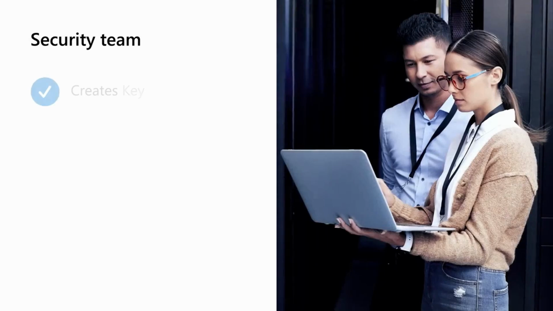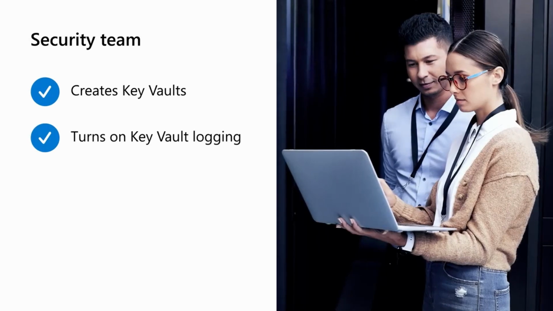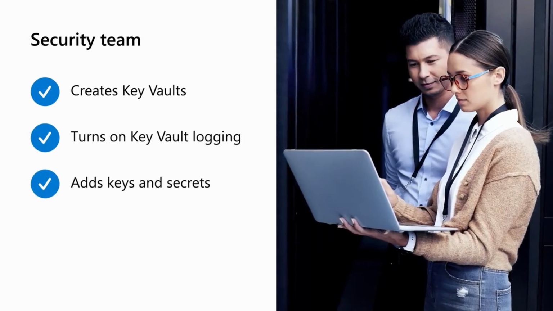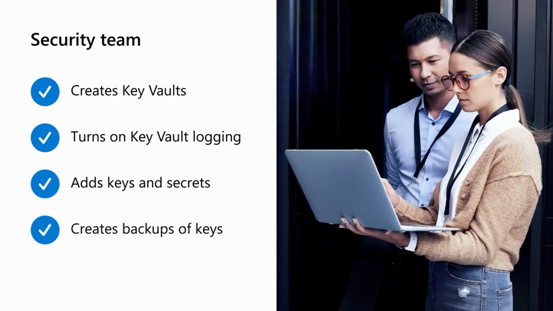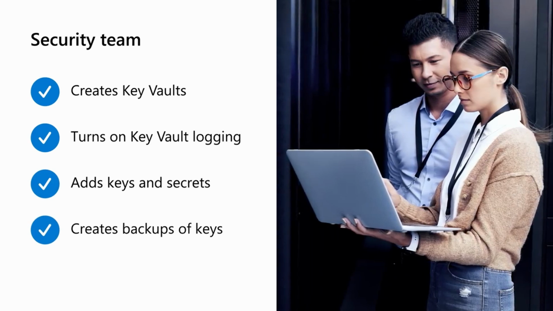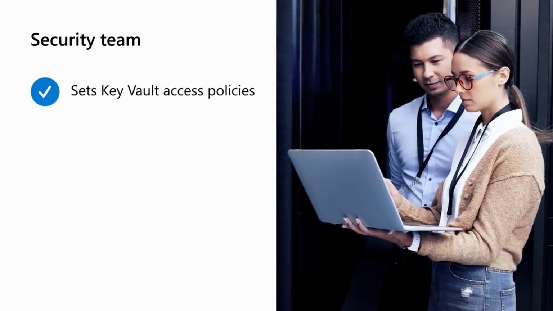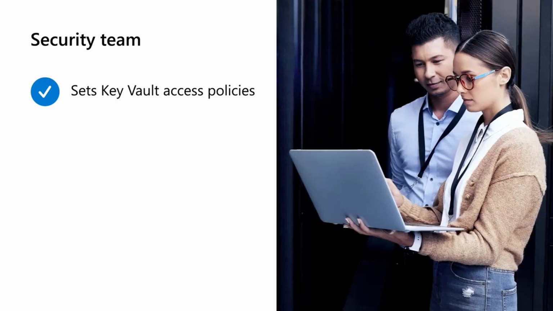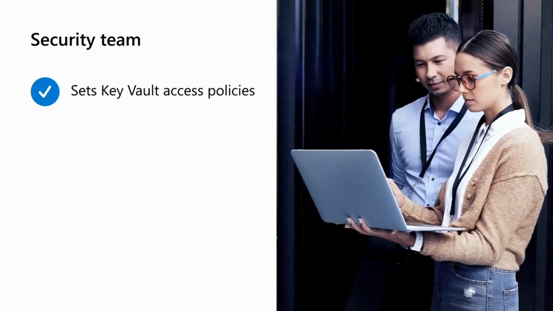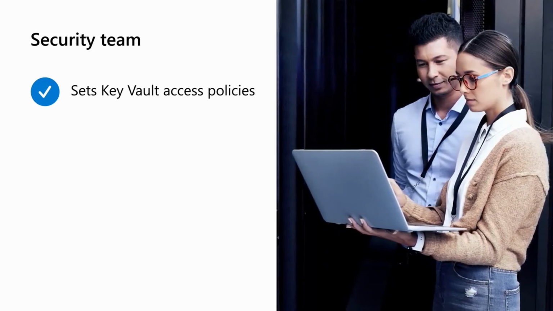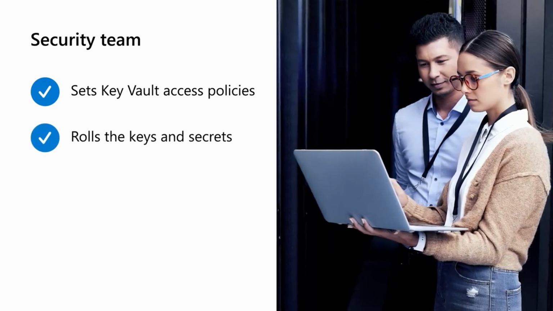The security team creates key vaults and turns on key vault logging. They add keys and secrets and create backups of keys for disaster recovery. The security team also sets key vault access policies to grant permissions to users and applications for specific operations. In addition, they roll the keys and secrets periodically.